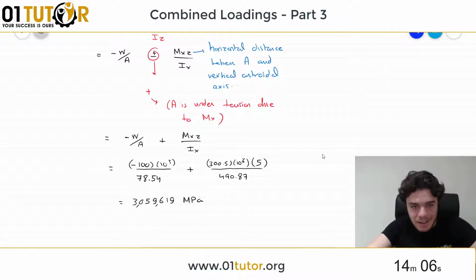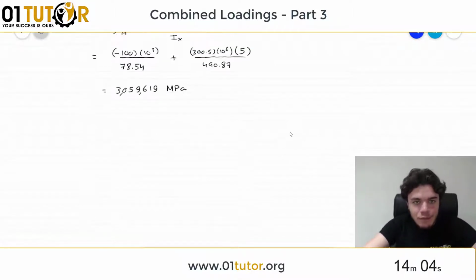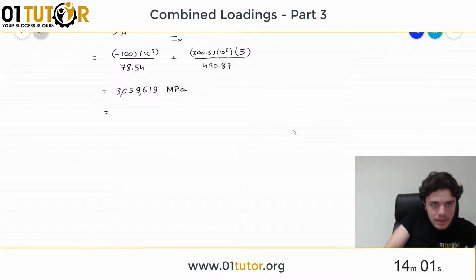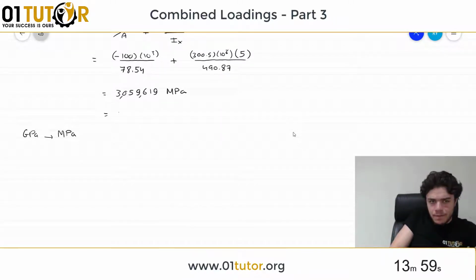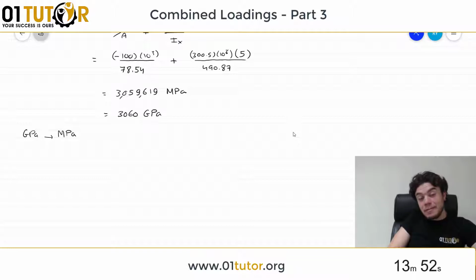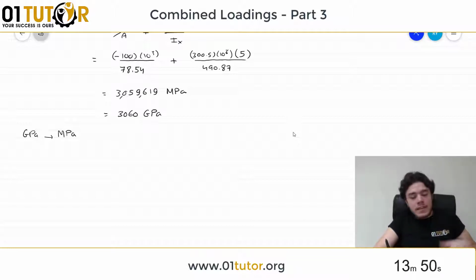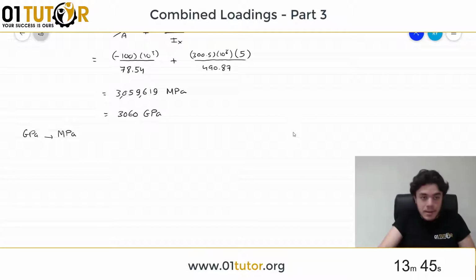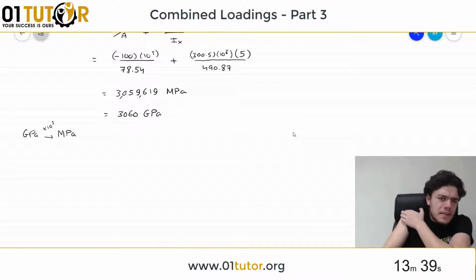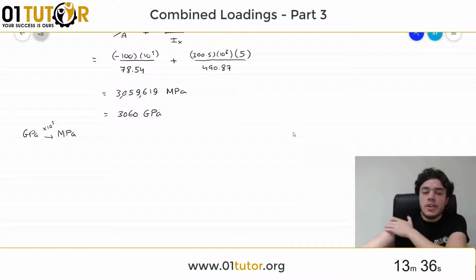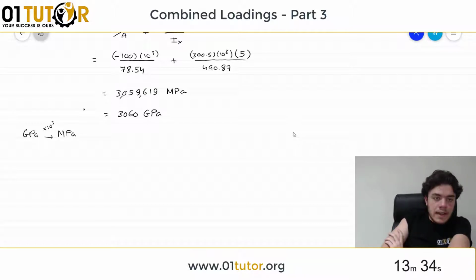It's insane. You're not going to get such a thing. If you want to change it to gigapascal, it would be 3060 gigapascal. It's insane. Don't expect this very high number. Why? Because the stresses are very huge and the cross section is very small. This is not acceptable. From gigapascal to megapascal, we multiply by 10 to the power 3, so I just divided by 10 to the power 3. It's 3060 gigapascal. So this is the normal stress at point A.